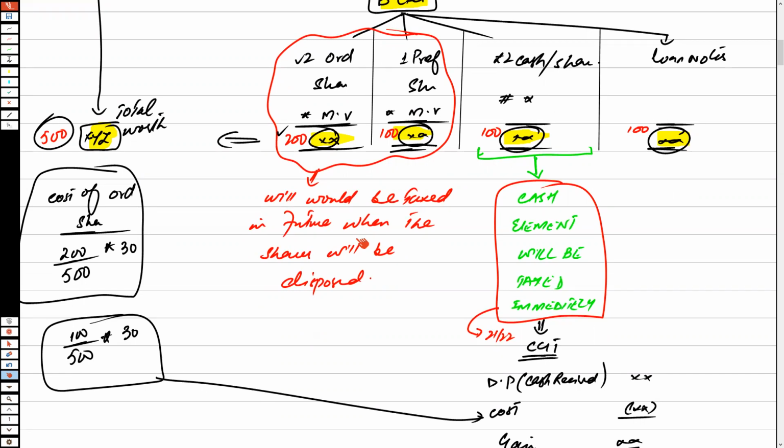What do you think? Considering this cash element has already been taxed in the fiscal year 21, 22, would you like to dispose the shares in the same fiscal year, or should you delay the disposal of these shares? What do you think? Think with respect to annual exemption.